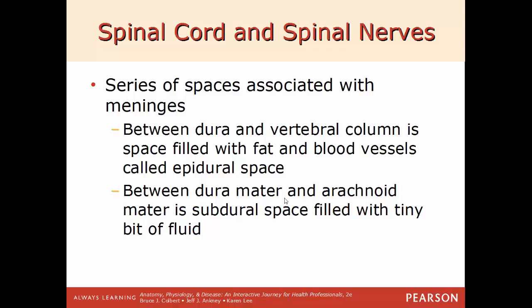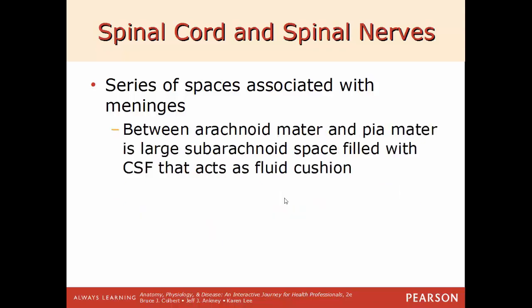Now, between the dura mater and the arachnoid mater is a subdural space filled with a little bit of fluid. Between the arachnoid mater and the pia mater is a large subarachnoid space. It's filled with cerebrospinal fluid that will act as a fluid cushion. Your brain basically floats in a pool of the cerebrospinal fluid.